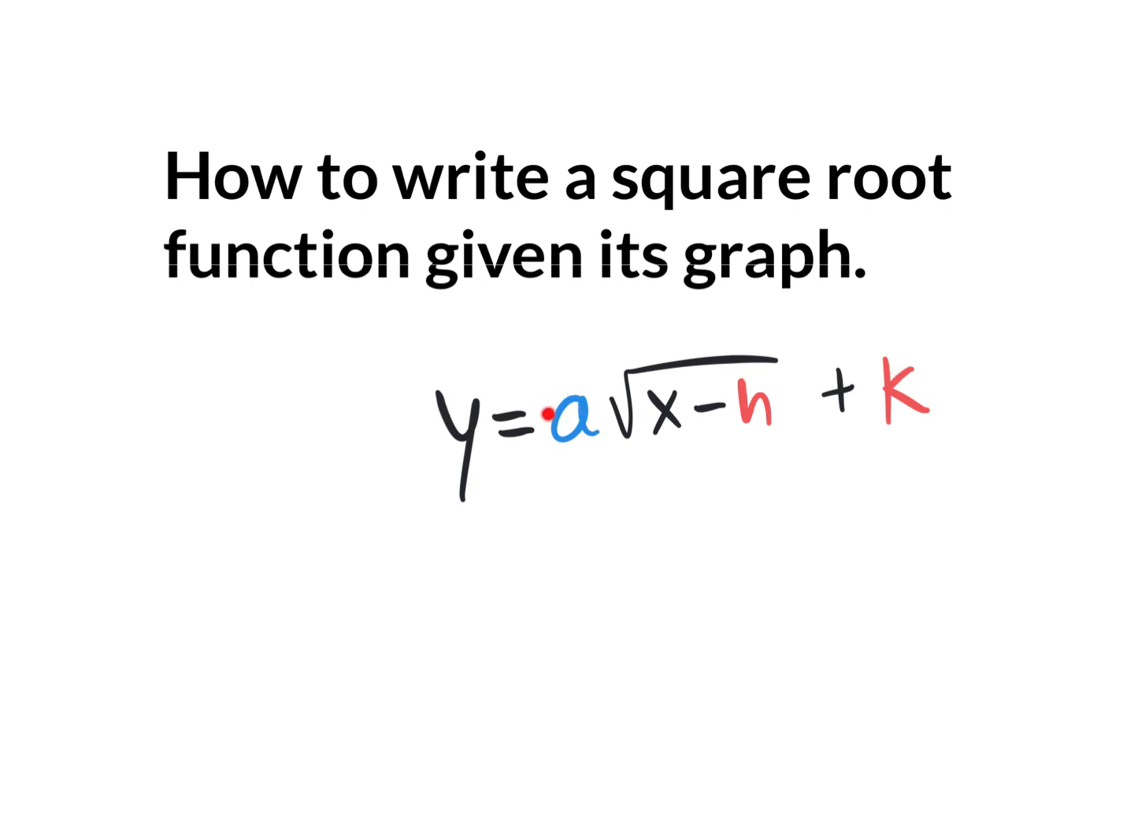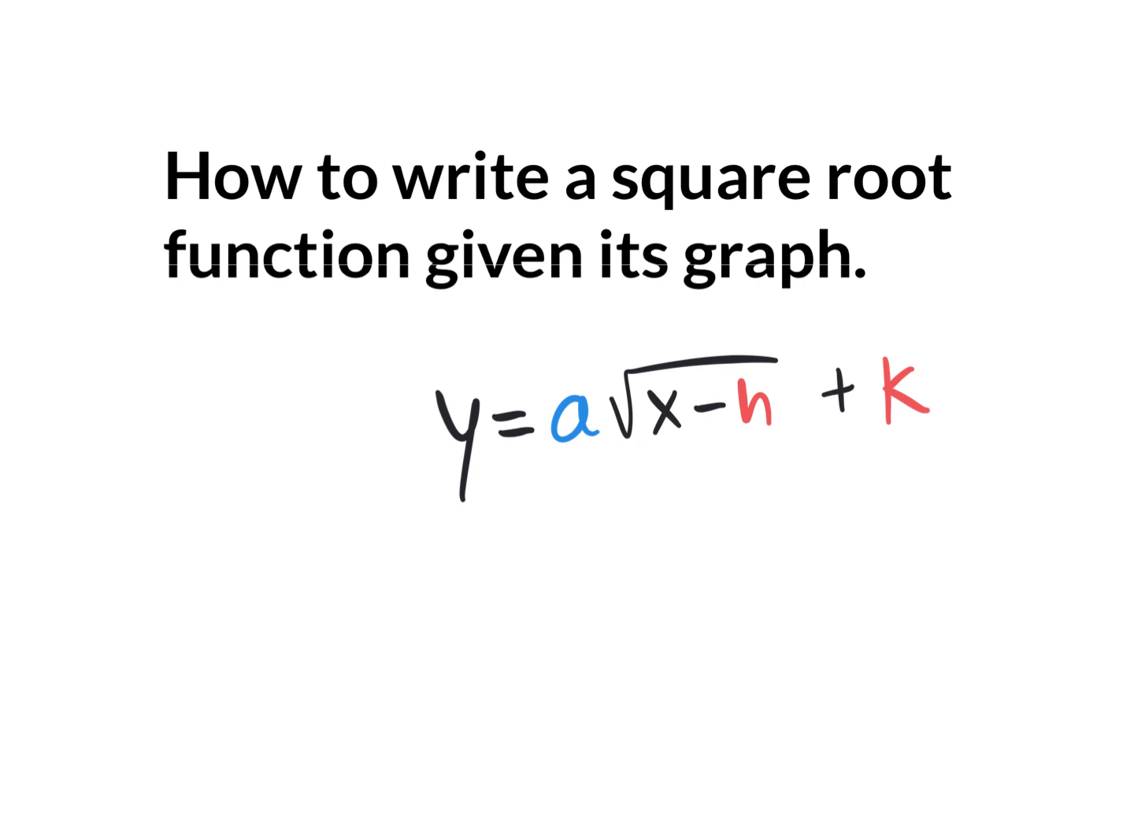The a, if it's negative, it reflects over the x-axis. If it's a value greater than 1, it's a vertical stretch. If it's a fraction or decimal between 0 and 1, it's a vertical compression. The h, you think opposite of h because of the minus sign, and that tells you your shift left or right. And the k value is your shift up or down. Okay, so we should know this stuff pretty well.